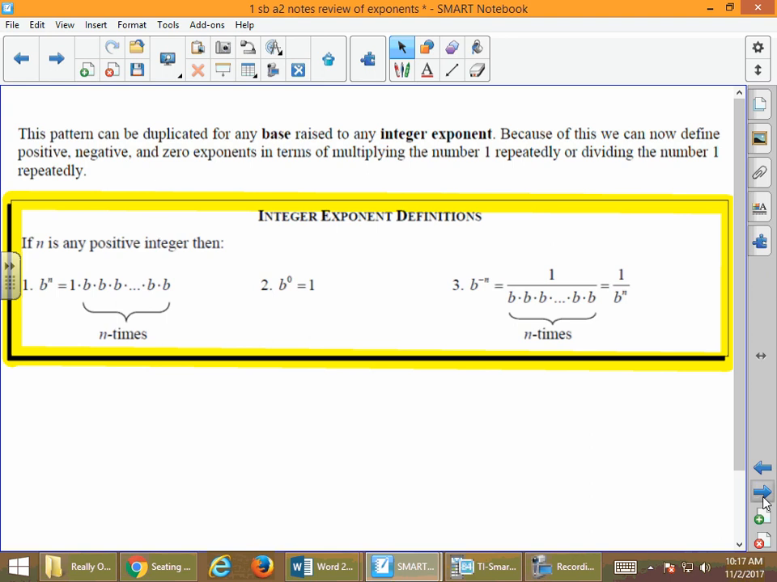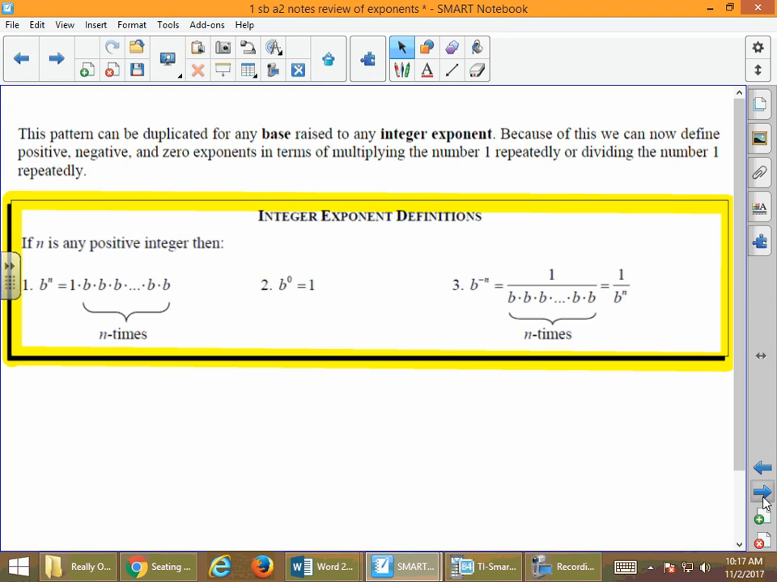How many n's do we have? b times b times b. So if we have b to the 10th, we have b times b times b times b times b times b times b times b times b times b. We just have 10 b's multiplied together. b to the 0 equals 1. That's one of those obscure rules that you may or may not know. If you know it, good. If you don't know it, star it, that's something that you need to go back and study.